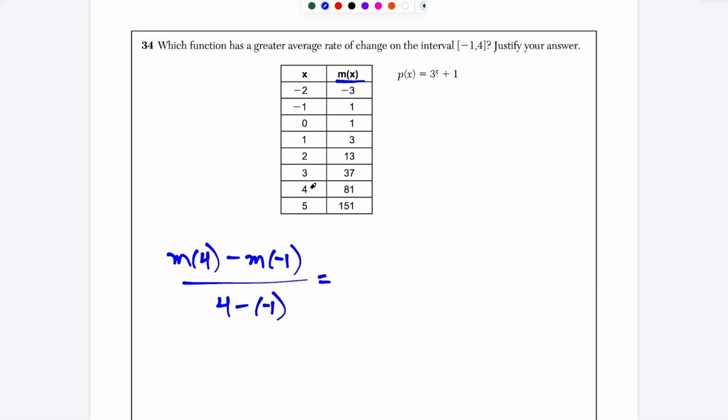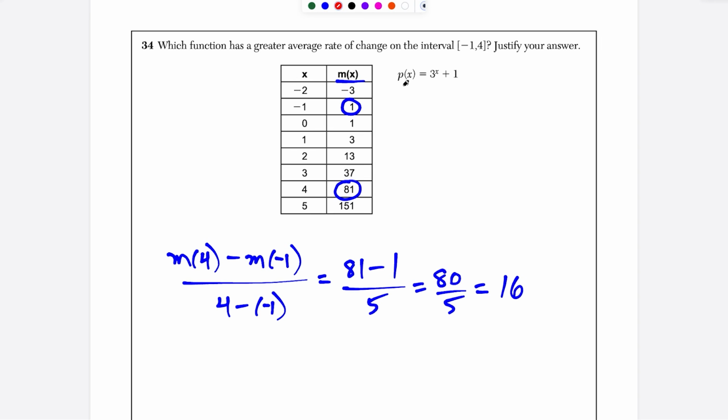And we just look at the table here. m of 4 is equal to 81. And then we have minus m of -1, the y value over here, is equal to 1. And we're dividing by 4 minus -1, which is 5. And this gives us 80 divided by 5, which is equal to 16. Okay, so that's our average rate of change for m of x on that interval.